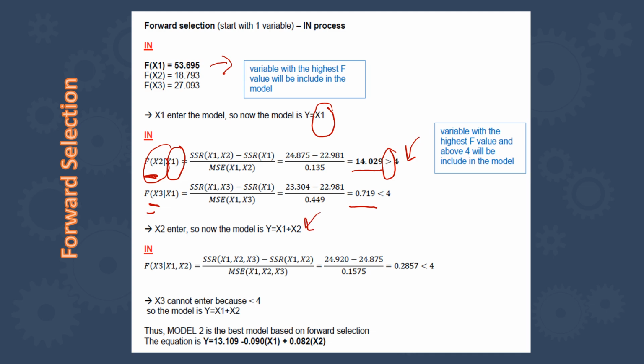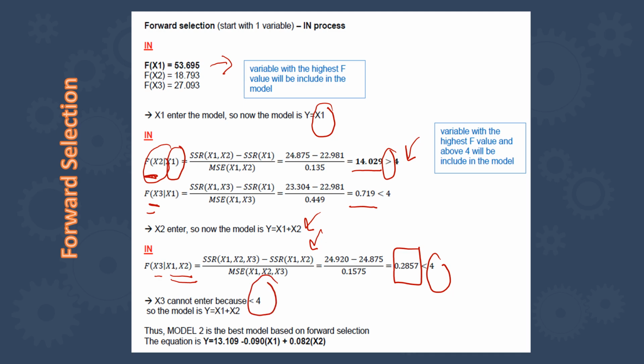But wait, we are not finished yet. We're going to check for x3 given that x1 and x2 are already in the model. So as usual, you find the partial F statistic. So what do we have here? The answer is 0.2857, which is less than the criterion value, which is 4. So what is our decision? x3 cannot be added into the model because the partial F statistic is less than 4.